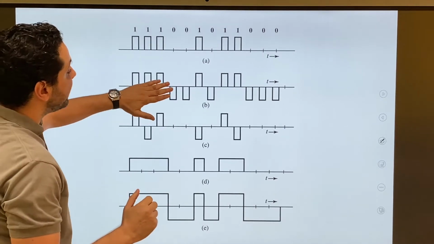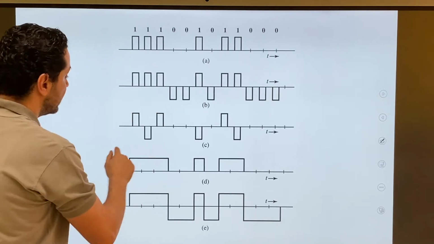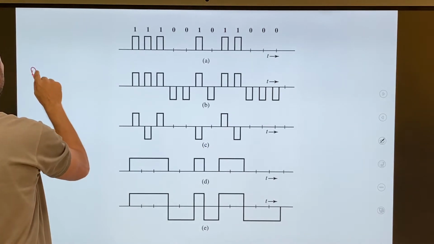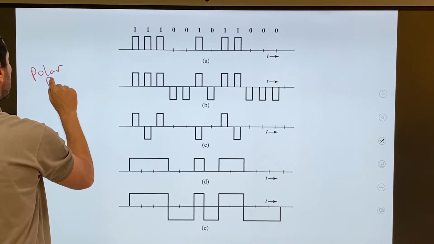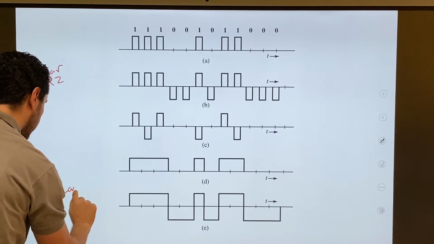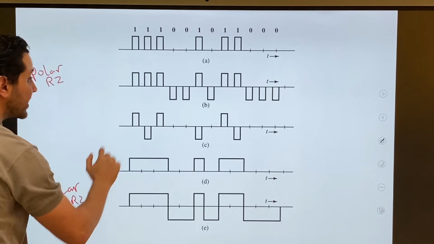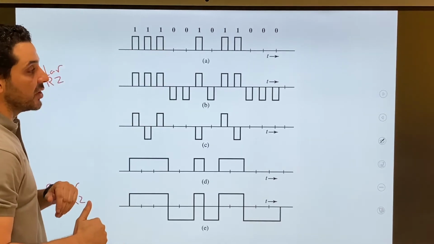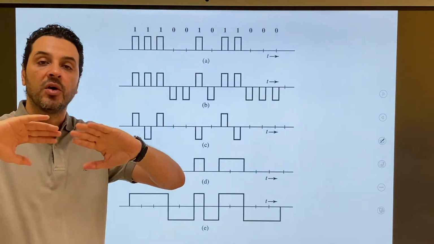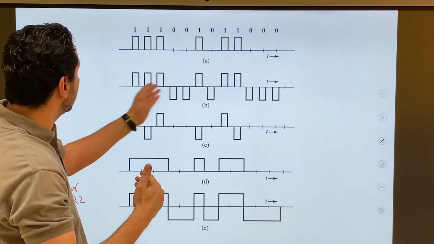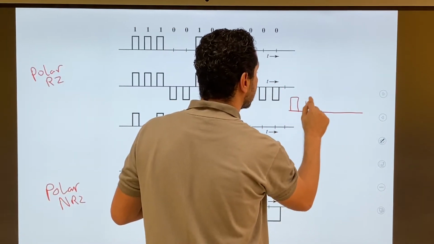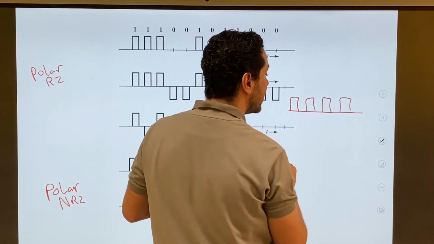If the receiver rectifies, when the receiver receives the polar return to 0, and this is polar non-return to 0. If the receiver rectifies the polar return to 0, what does it get? Rectifies means it makes all the signal positive. So if the receiver receives the polar return to 0 and then it rectifies it, then the receiver is going to get something like this, right? Which is a periodic signal.